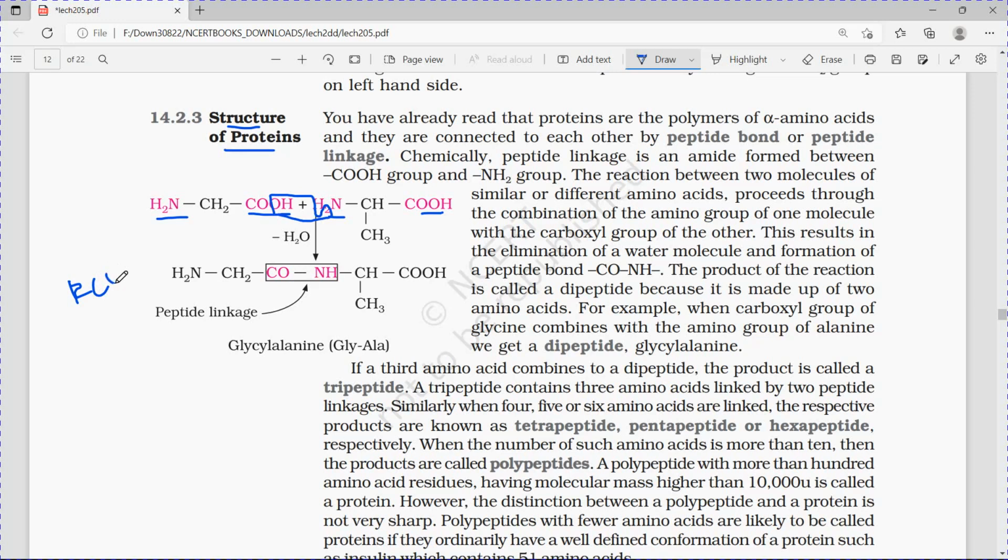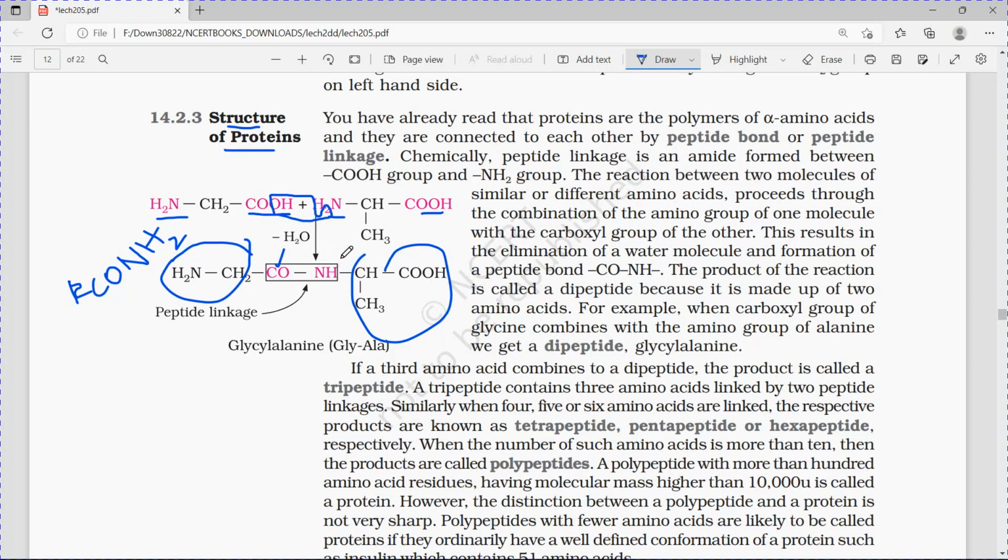RCONH2 is the formula for amide. So here in CONH, instead of one hydrogen, this group is replaced. Instead of one R, this group is replaced. Right? So this is also an amide formed between the COOH group as well as this NH2 group.